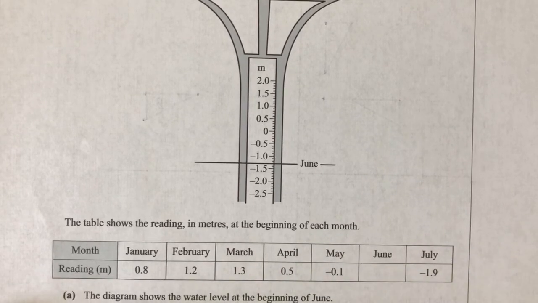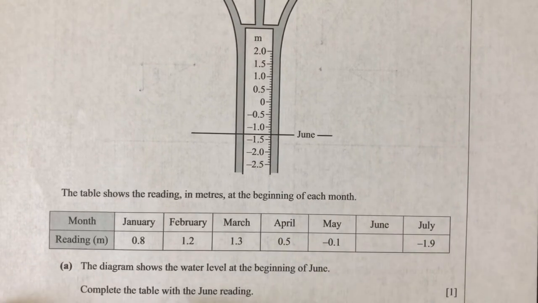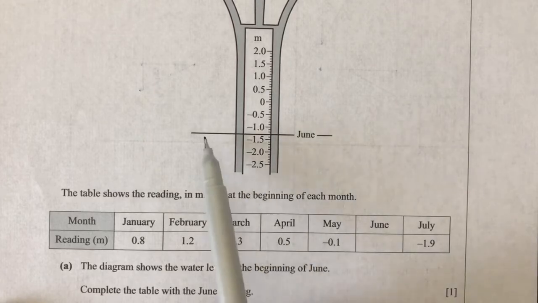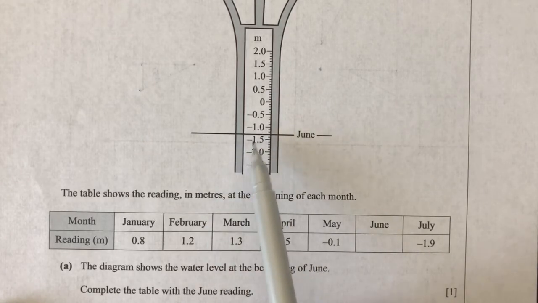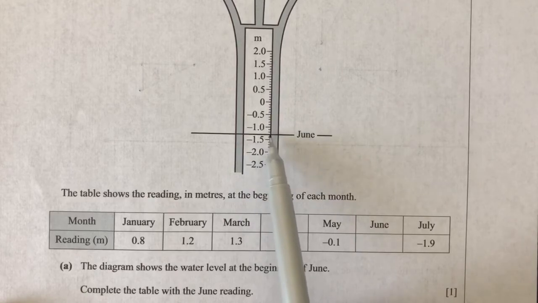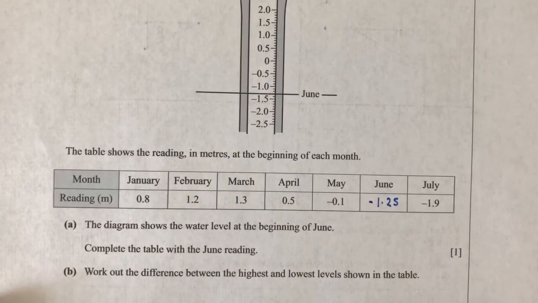Part A. The diagram shows water level at the beginning of June. So June is given here. Complete the table with the June reading. So we can see that June is right in between -1 and -1.5. So in between will be -1.25. Okay, so moving on to part B.